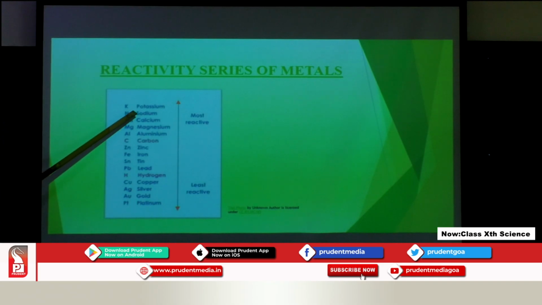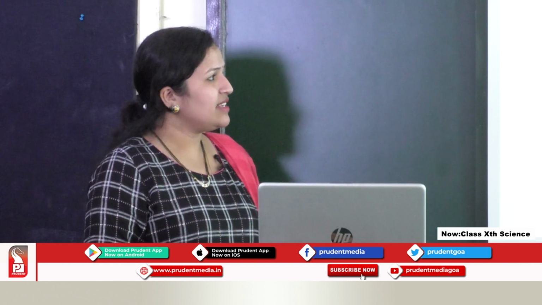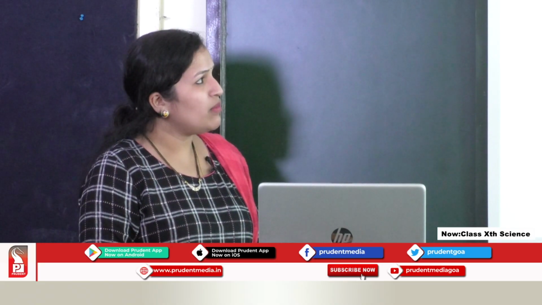We can see at the top potassium is highly reactive; sodium, calcium, magnesium, all these are the most reactive metals. Then aluminium, zinc, iron, tin, lead, they have medium reactivity. Copper, silver, gold and platinum, they are the least reactive. So, this table is formed on the basis of the chemical properties and the chemical reactions which we have discussed. So, we say that sodium, potassium, calcium, which are placed at the top corner, are very reactive metals. Now, next let us see how metals and non-metals react.